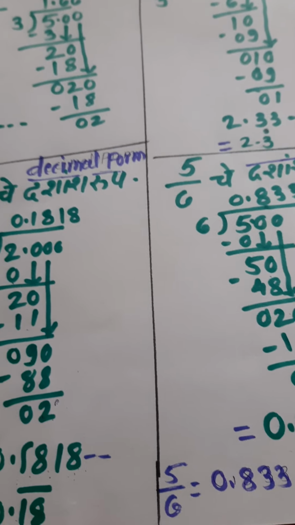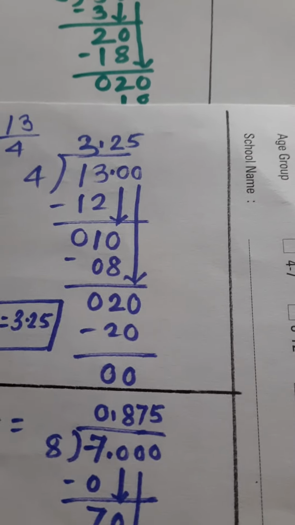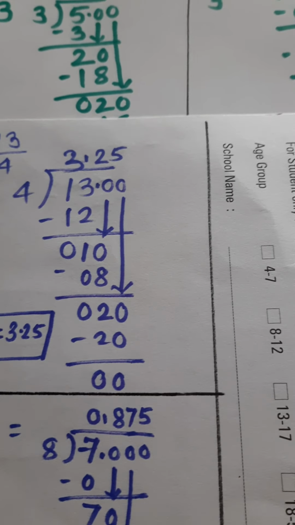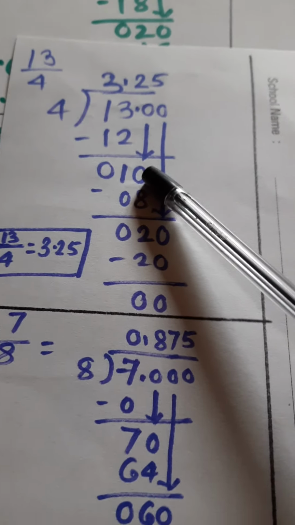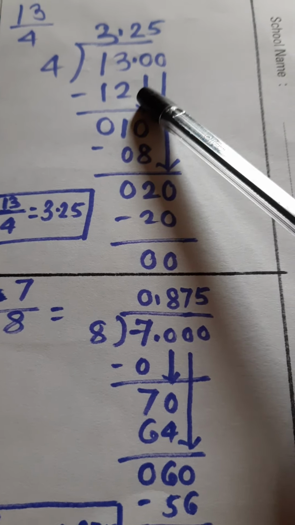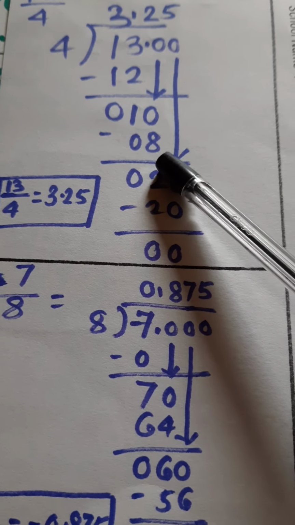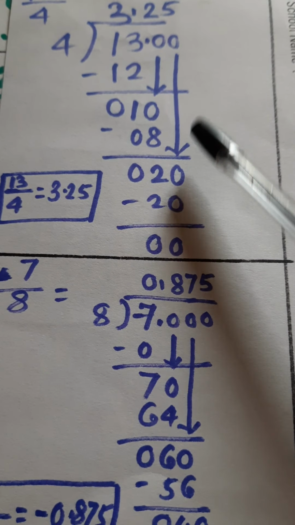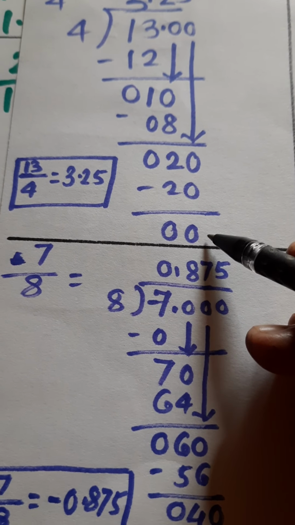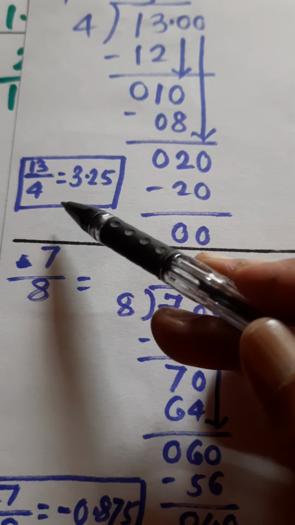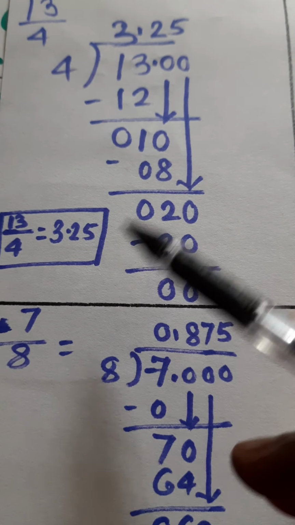Okay. Next, we have to solve practice set number 24. I will solve some examples. See here, first example, 13 upon 4. 13, take 0, 4 3s are 12, 1 remains, take 0, 4 2s are 8, 2 remain, take 0, 4 5s are 20. Here the remainder is 0, and the decimal form of 13 upon 4 is 3.25. Okay, this is one example.